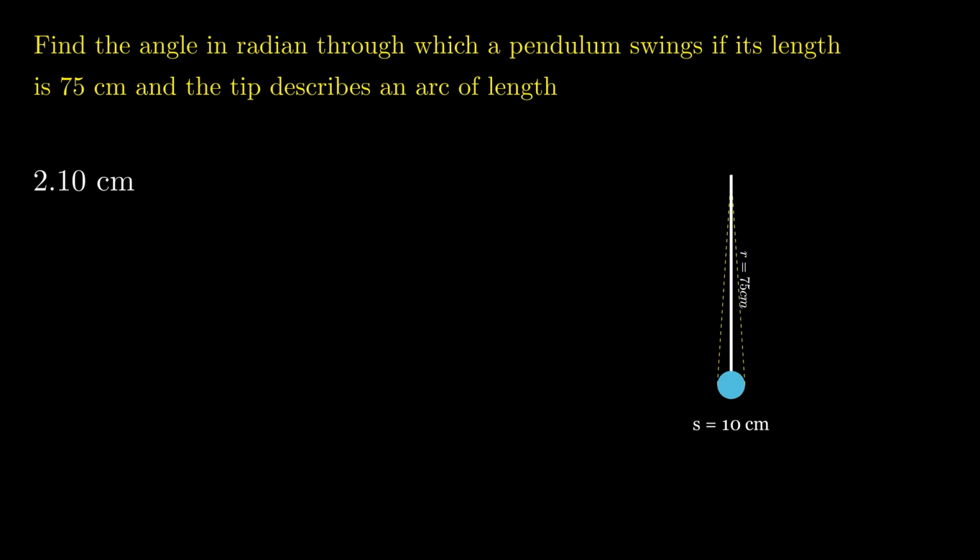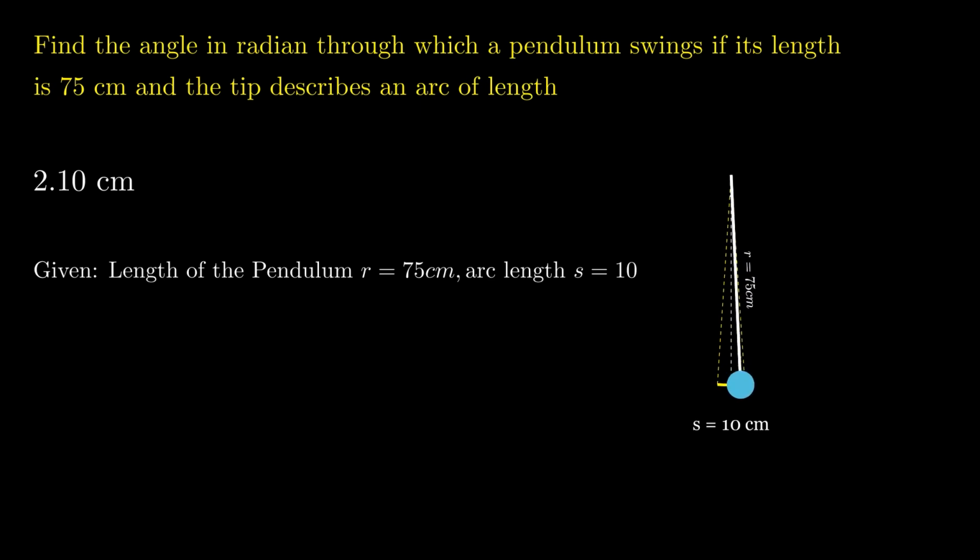The second case, s equals 10 centimeter. So we know r equals 75 and s equals 10. Let's compute theta. Theta is equal to s by r. So that is 10 by 75 centimeter. So that is 0.13 radians.